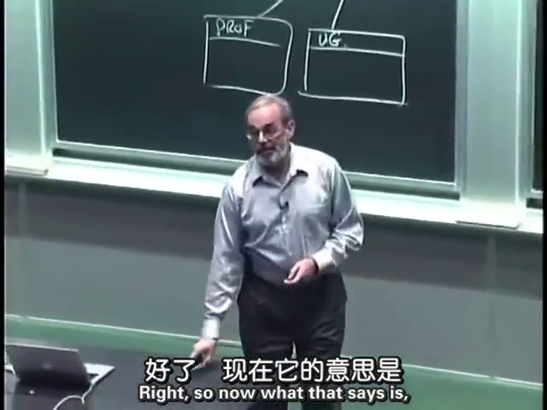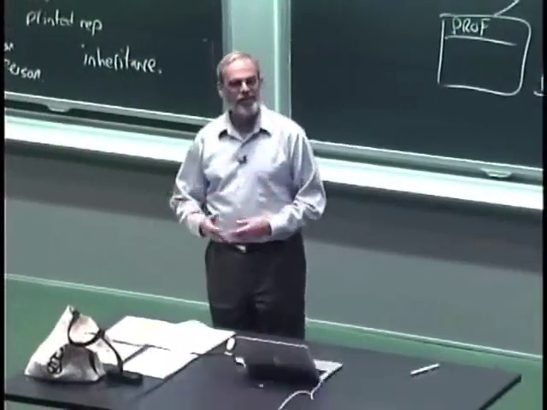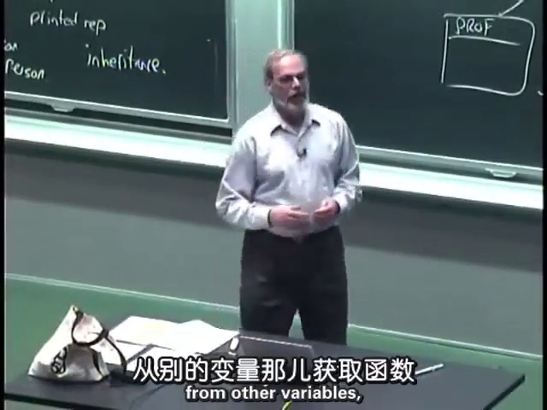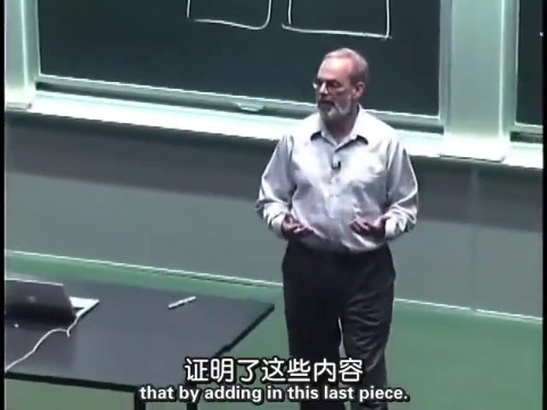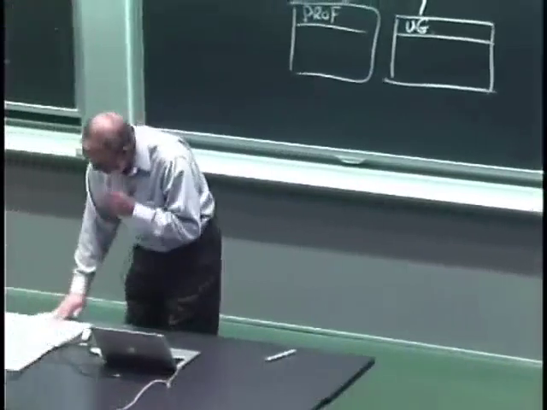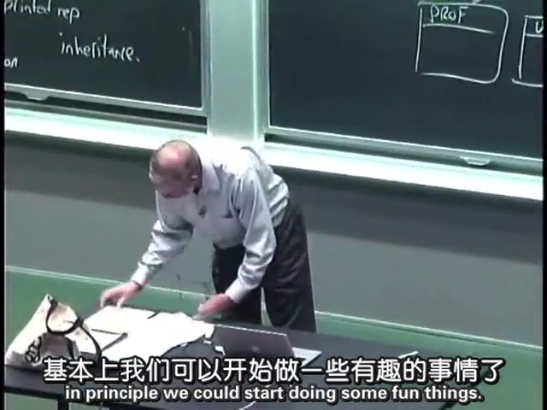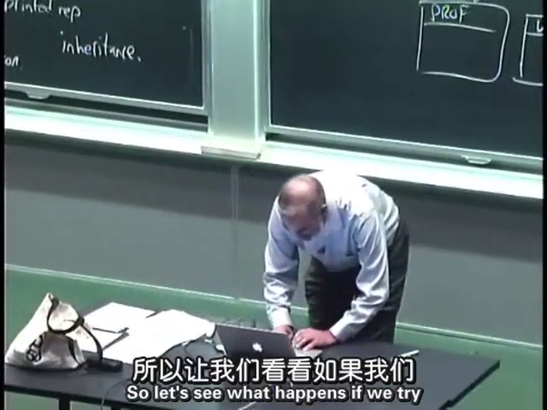All right, so now what that says is I can have classes that just have local variables. I can have classes that get methods from other variables. And I can also have classes that are collections. And I've supported that by adding in this last piece. Okay, once you have all of that, in principle, we could start doing some fun things. So let's see what happens if we try and make all of this go.